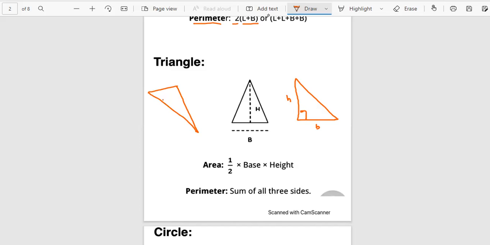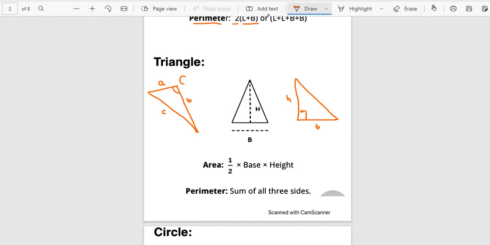So one way of doing this could be that you find the height and then you calculate the area. But let's say you do not have the height. You have two sides. Let's say this is A and this is B and this is C. So you have two sides, let's say A and B, and you have this angle C.